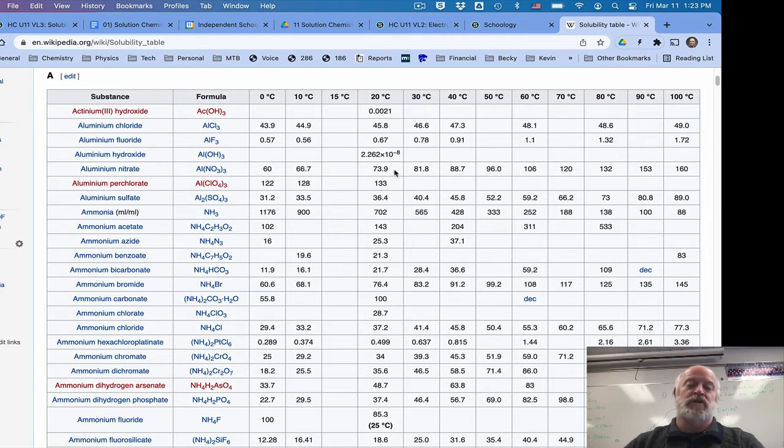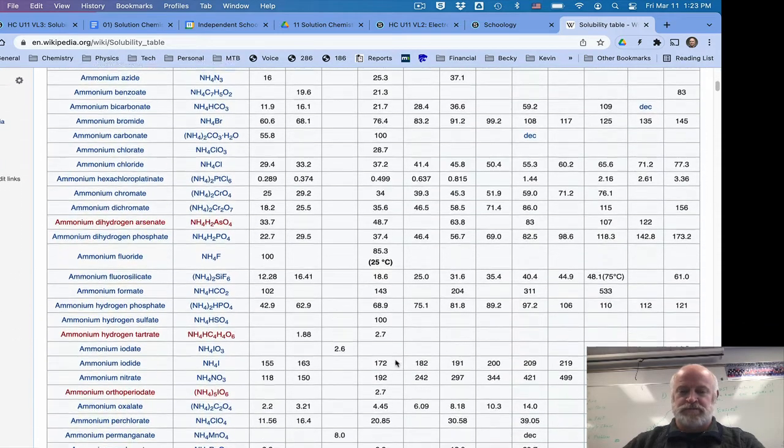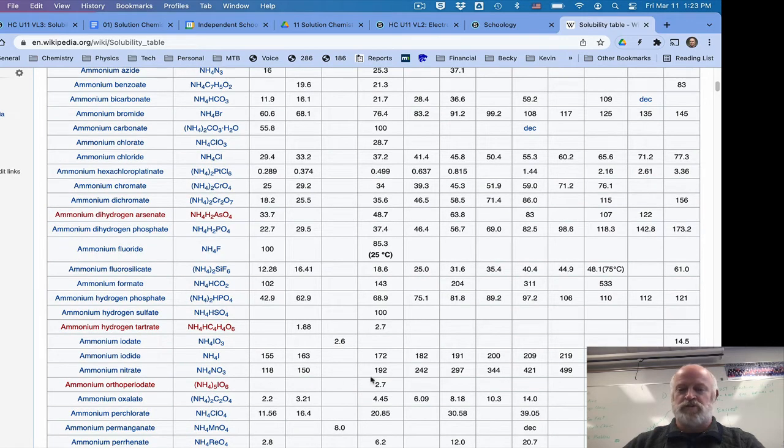this table is grams per 100 milliliters, okay? Aluminum sulfate is 36.4. Actinium hydroxide is 0.0021, okay? So we would probably consider this an insoluble compound. Yes, a little bit can dissolve, but a very small amount in comparison to, let's say, something like, let's find a big one, like ammonium nitrate, which is almost 200 grams per every 100 grams of water. So you can almost put in double the mass of ammonium nitrate into 100 grams of water to get it to dissolve, and all of it will dissolve, okay?